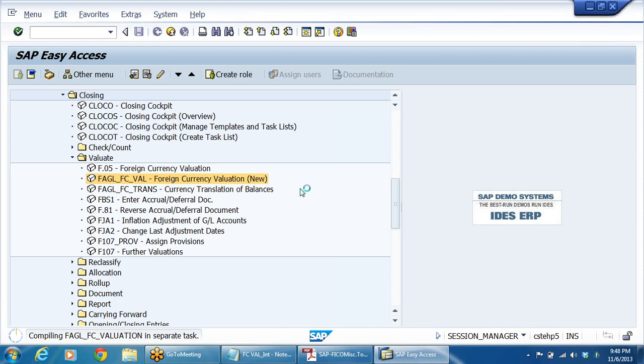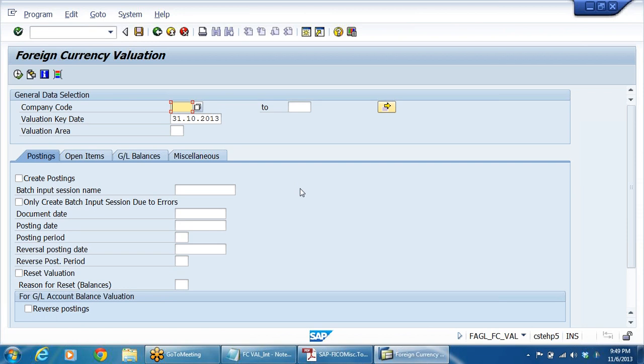Foreign currency by default will show you the previous month's last date. Right now we are in the month of November. Foreign currency valuation has to be done on 31st of October now. By default it will show you the date 31st of October. See here, valuation key date. I need not tell you, the system understands foreign currency valuation has to be done every month end. So that's why it is showing the key date. Once November is complete, it will take 30th November.